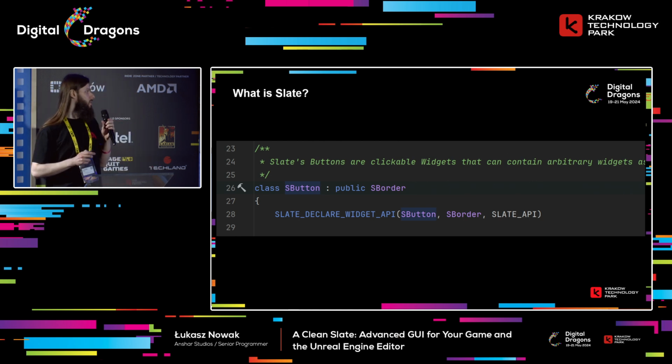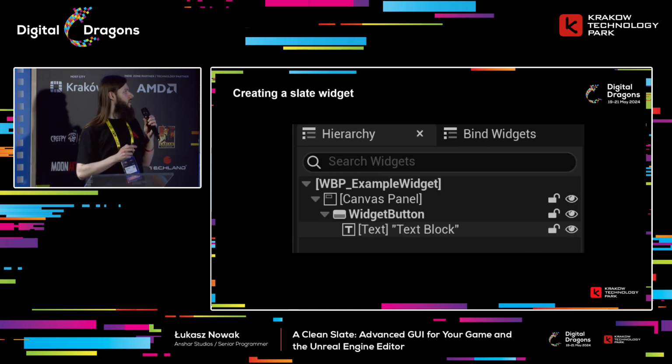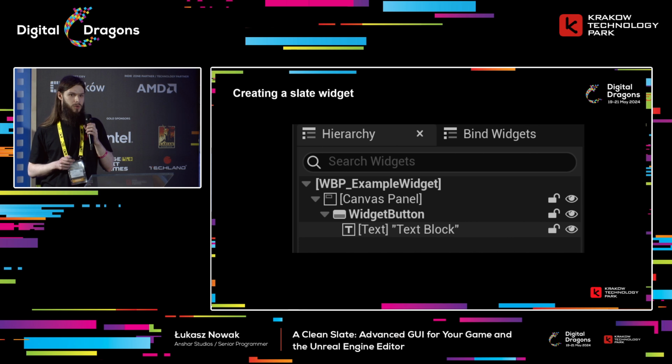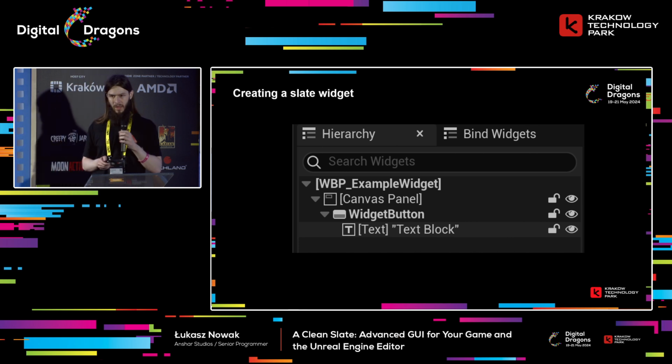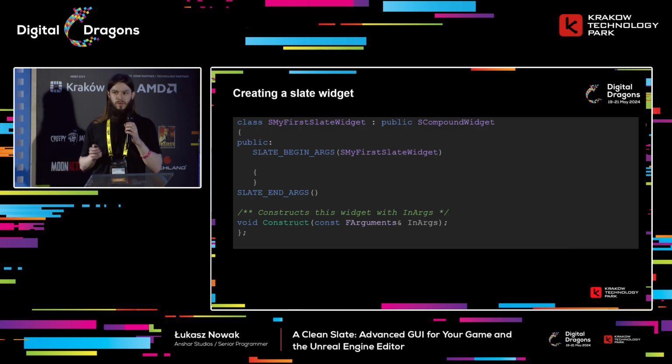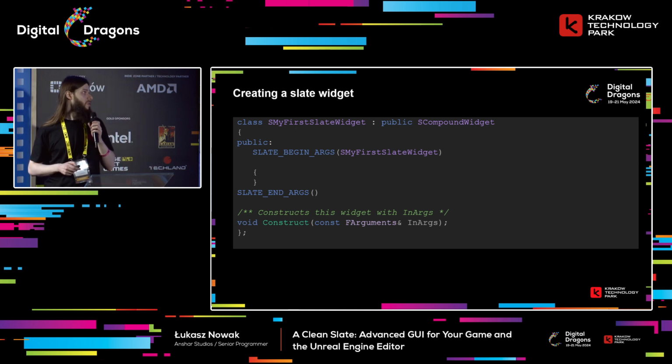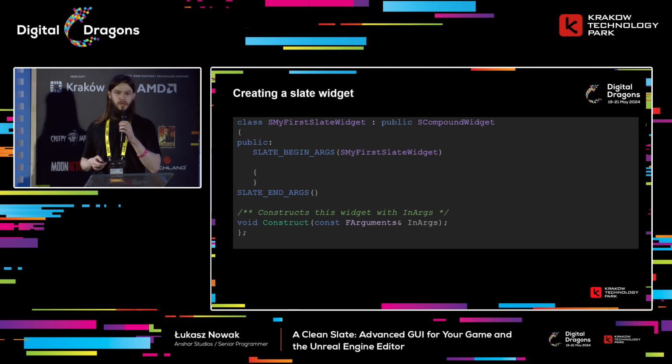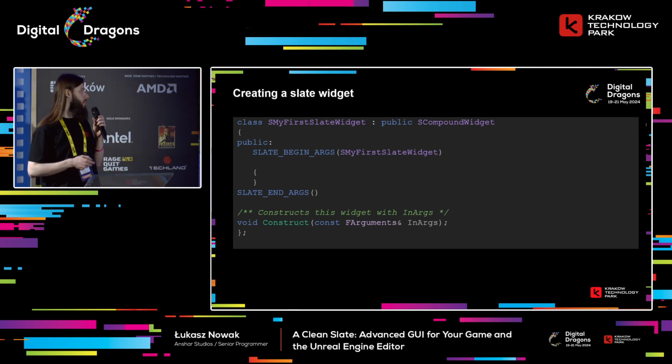All right. So that's it for the boring theory. Let's try to create something. I'm going to show you how to create a really simple widget, like you can see here. When you first create a class, if you're using Rider or some plugin for Visual Studio, you'll probably get an option to auto-generate this class, and you will get something like this. It's a very simple class with a big scary macro that I will talk about a bit later, and a single function called Construct.